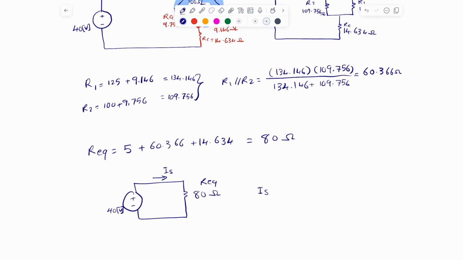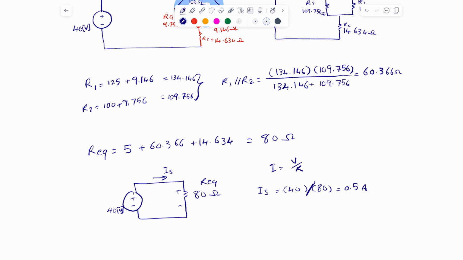Simply, I of S based on Ohm's law, I believe it's 40 times 80. Or actually, we're going to have to do V divided by R. Okay, so it's 40, so it's half an amp. Not 40 times 80, it's 40 divided by 80 because I is V divided by R.